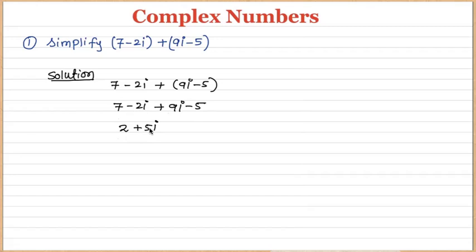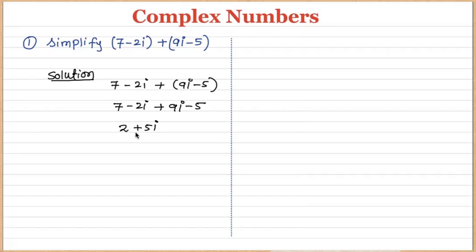It has a real part and imaginary part. So we are adding two complex numbers here, and our result is also a complex number. So that is the basic addition of complex numbers. Okay, let's check the second problem here.